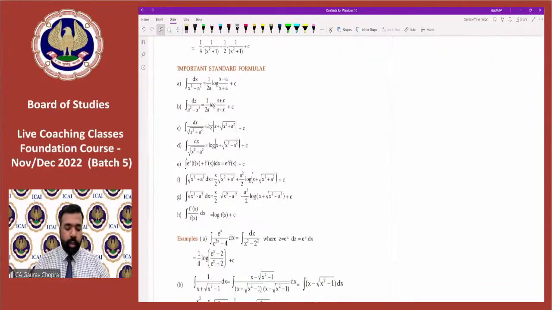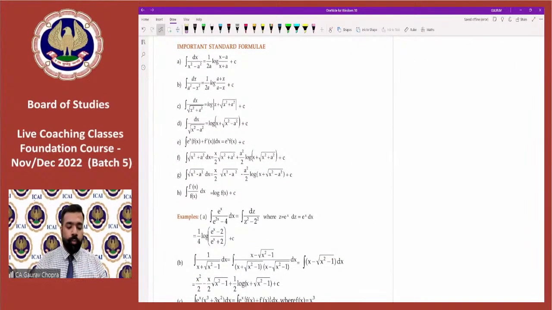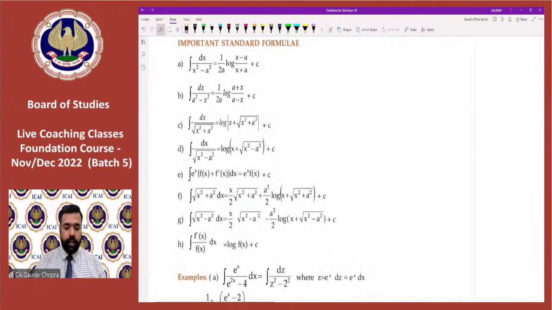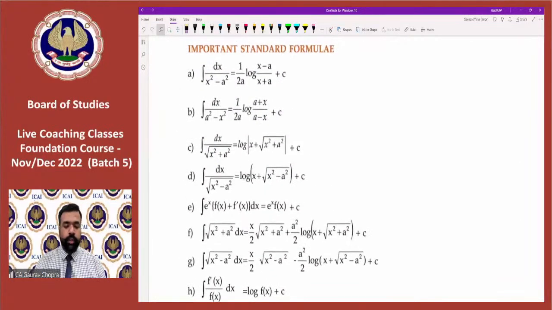Okay, so now we are moving towards the next level of formulas. So let us discuss some more formulas and try to learn immediately.